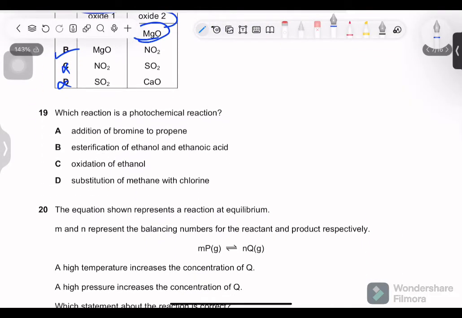Which reaction is a photochemical reaction? Addition of bromine to propene. Nope, bromine to propene is an addition reaction. Esterification of ethanol and ethanoic acid is a condensation reaction. Oxidation of ethanol is an oxidation reaction. Substitution of methane with chlorine is a photochemical reaction requiring UV light.